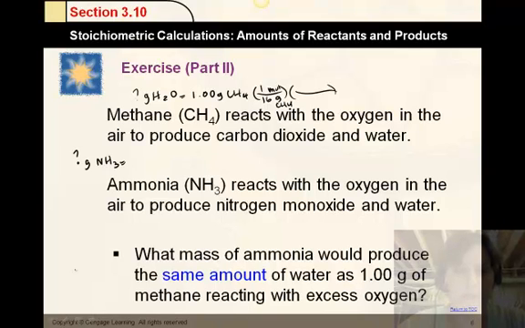Then I'm going to go from moles of CH4 to moles of H2O. And that's 2 to 1. I got that from my balanced equation, which was on the previous slide. Then finally, moles of water to grams of water, which is 18, I get 2.25 grams of water. That's the amount of water they're talking about in this particular question.